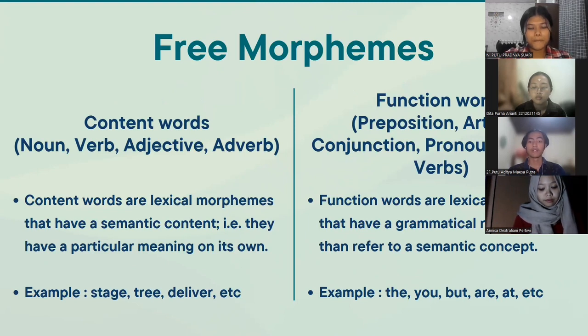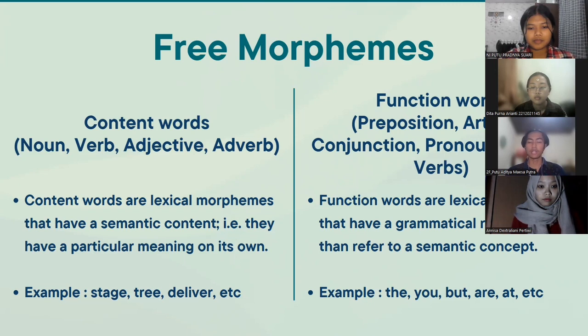Now, the first is free morphemes. Free morphemes consist of content words and functional words. Content words are lexical morphemes that have a semantic content. That is, they have a particular meaning on their own. For example, such as stage, tree, deliver, etc. And they all have particular meaning on their own. Now they are usually open class words because new content words can be easily included in the language.